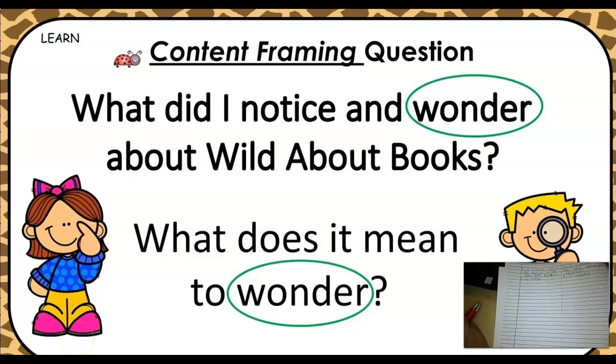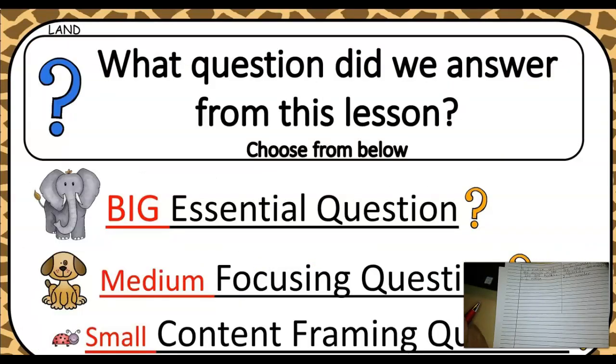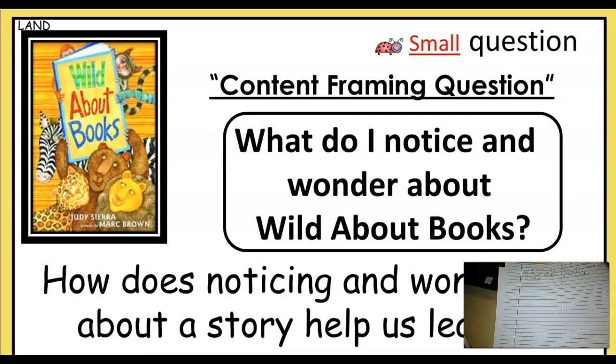Remember, the small question is the one that we answer at the end of every lesson. Content framing question. What question did we answer from this lesson? The big question, essential question, the medium question, focusing question, or the small question, content framing question. You are going to answer this question in your exit ticket, and I will show you where your exit ticket is at the end of the lesson for lesson 1. What do I notice and wonder about Wild About Books?